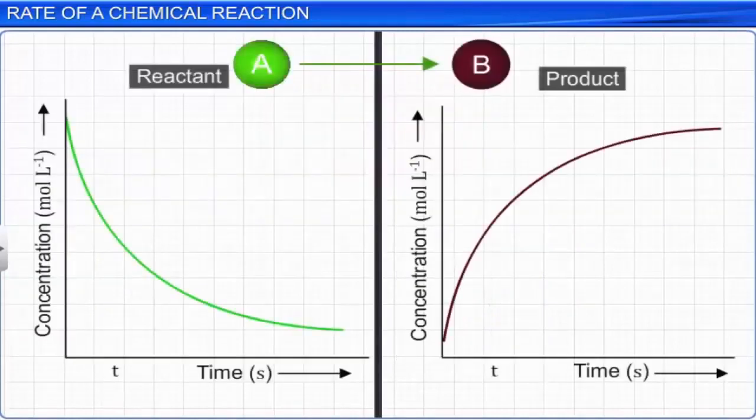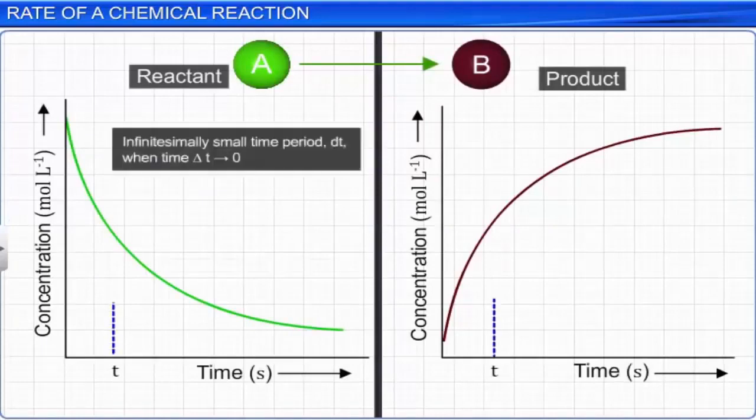To predict the rate of reaction at a particular moment of time, we take an infinitesimally small time period, dt, that is, when time delta t approaches 0, and measure the change in the concentration of the reactant or product during this infinitesimally small time period. The rate of a reaction determined at a particular instant of time is called the instantaneous reaction rate.